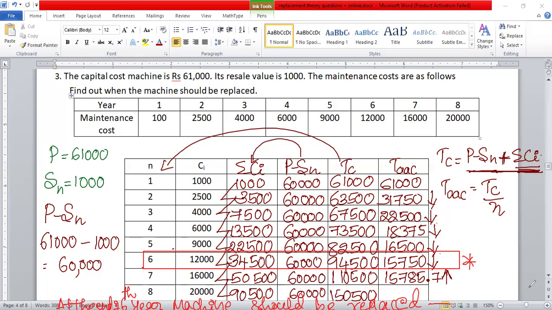So this is the third problem for replacement theory, the 2 row sums. In the next video I will continue with the 3 row sums.